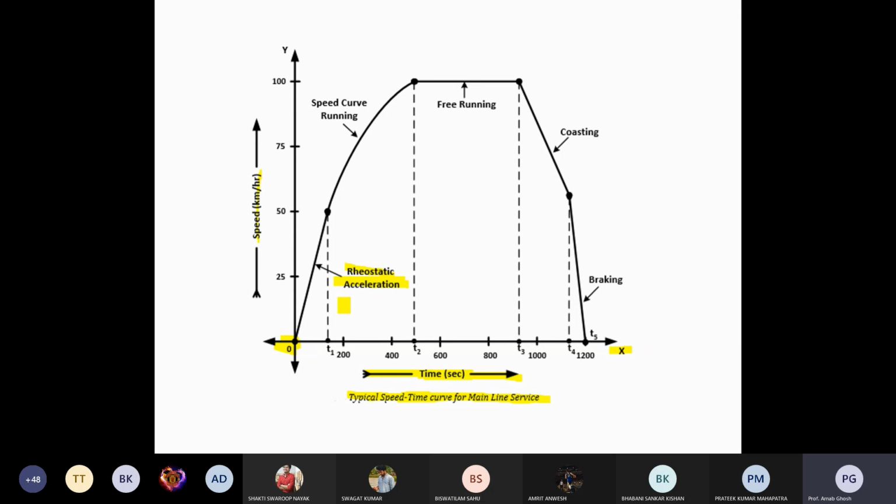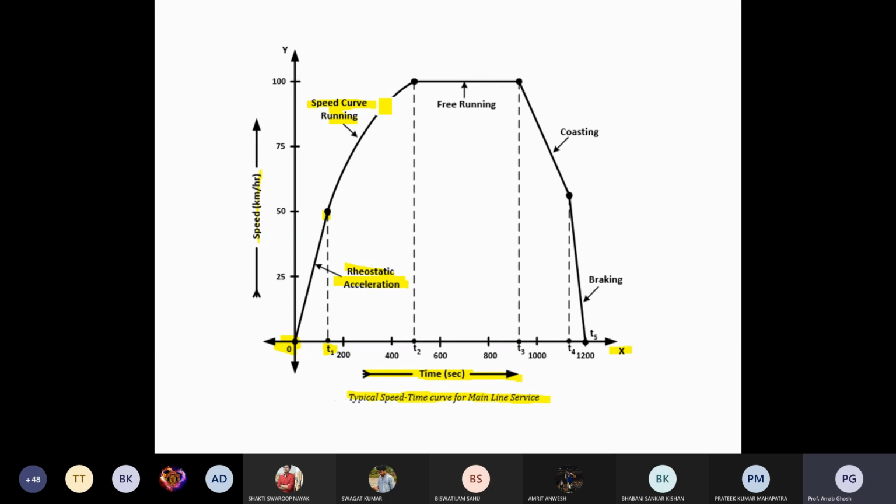After that, in the speed curve running, after rheostatic acceleration the speed keeps increasing. Then you can reach the linear position, and you can see some curvature. So you can go for that acceleration. How to change that acceleration? You can go for field control. If you are going for field control, that's why some curvature is there.